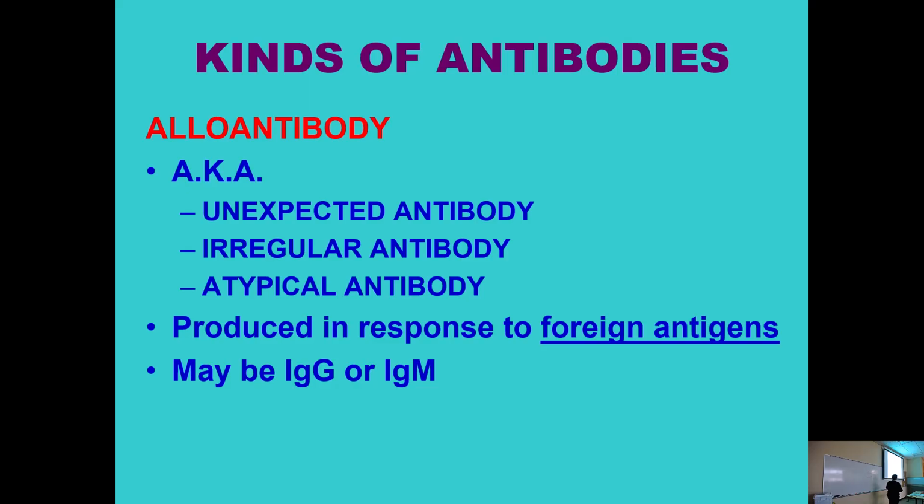Alloantibodies, also known as unexpected antibodies, irregular or atypical antibodies. Alloantibodies are produced in response to foreign antigens. These may be IgG or IgMs. So these are produced because I'm exposed to blood. Remember I told you there's over 300 blood groups? Sometimes we have the A form, sometimes the B form, and sometimes we don't have any of them. If I get cells with the other kinds of form, those are all going to be potential problems. I can develop antibodies to any of those antigens on any of those red cells.